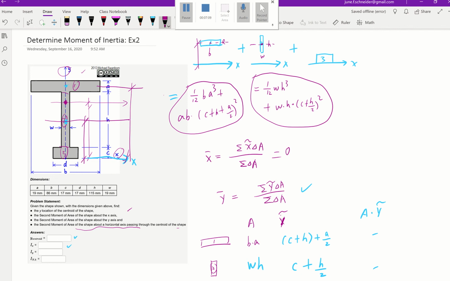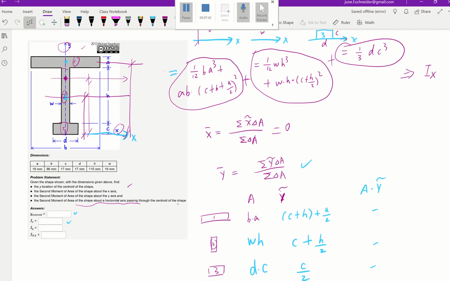Now the very last one is going to be straightforward because it's on the base, and we know the formula for a rectangle on the base is just going to be 1/3. The base is D and the height is C, so 1/3 DC cubed. So those are the 3 things. When you add them together, that will give you our IX. Again, I encourage you to go ahead and solve this using Excel, okay?